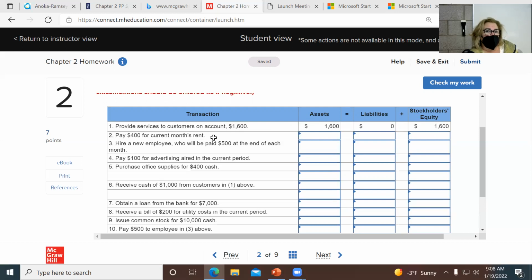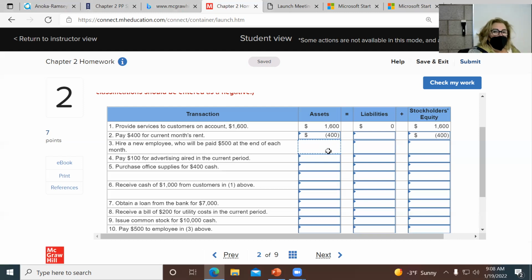Pay $400 for current month's rent. What's happening here? Cash goes down $400 and stockholders' equity goes down $400. Do you see what we do on one side, we have to do on the other if they're both involved?